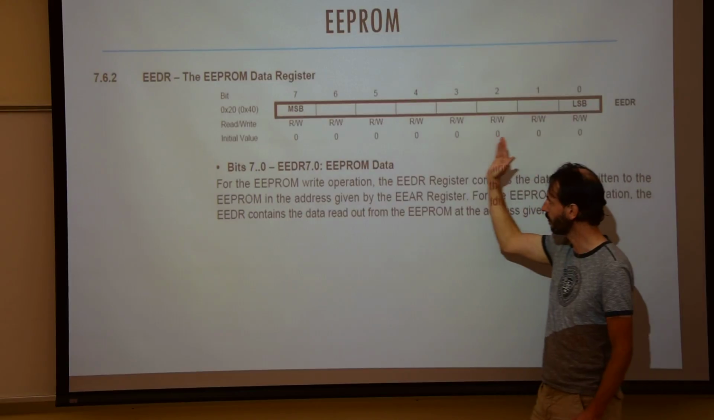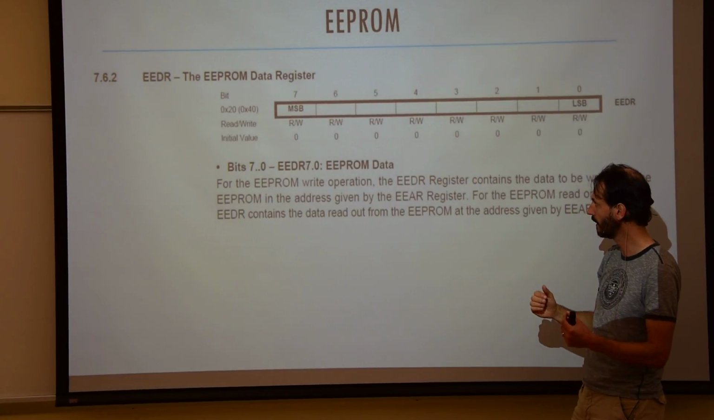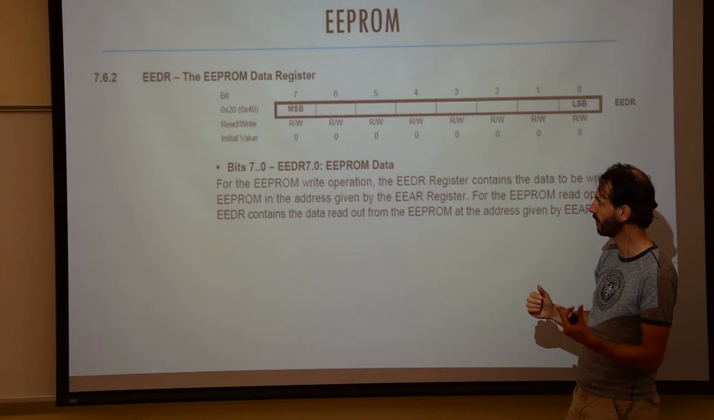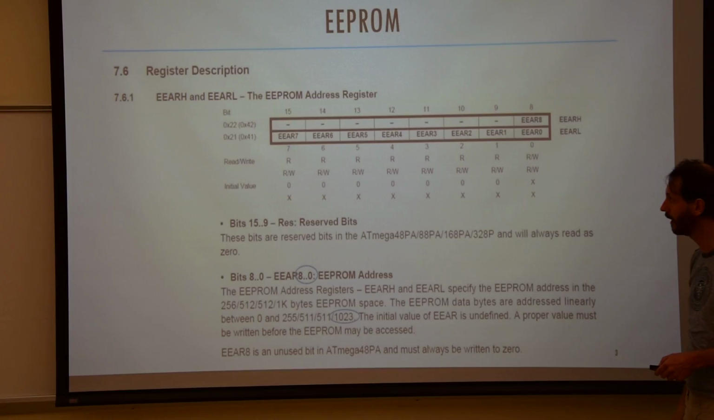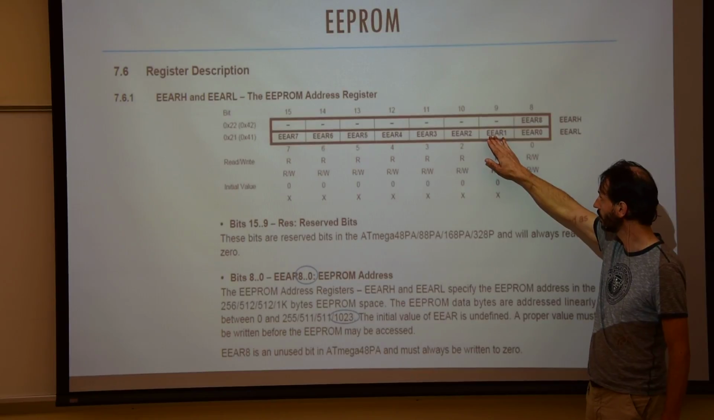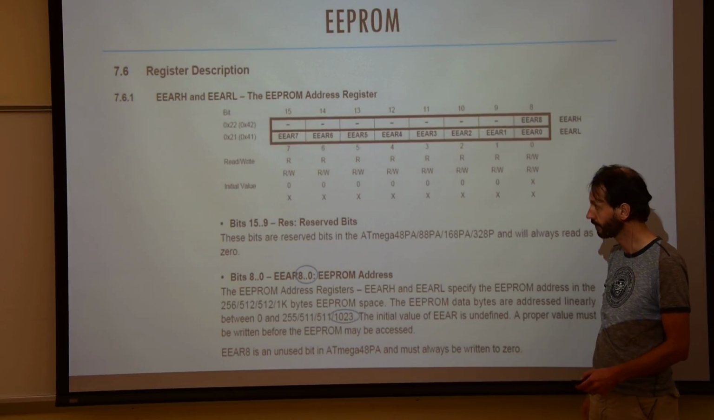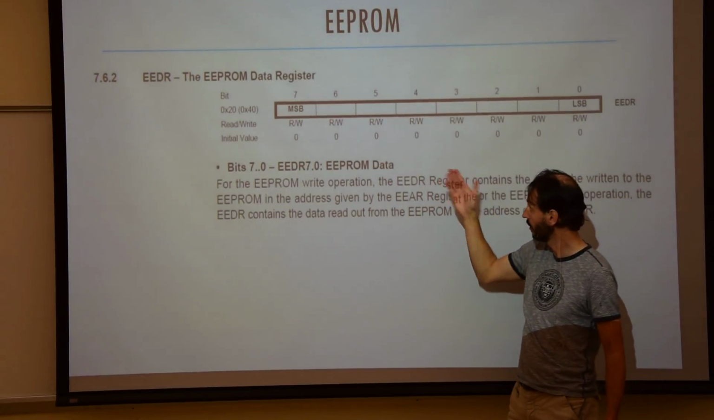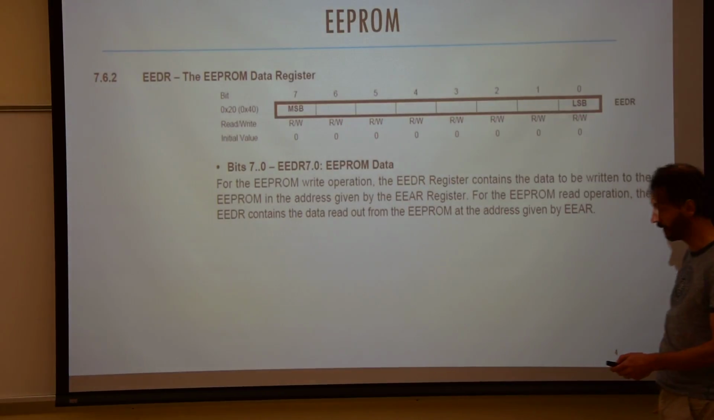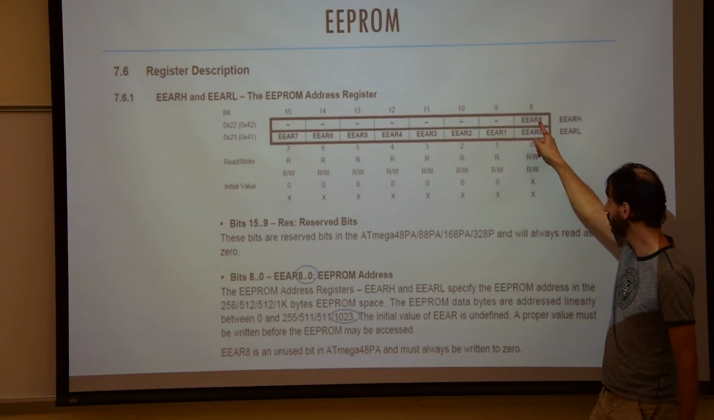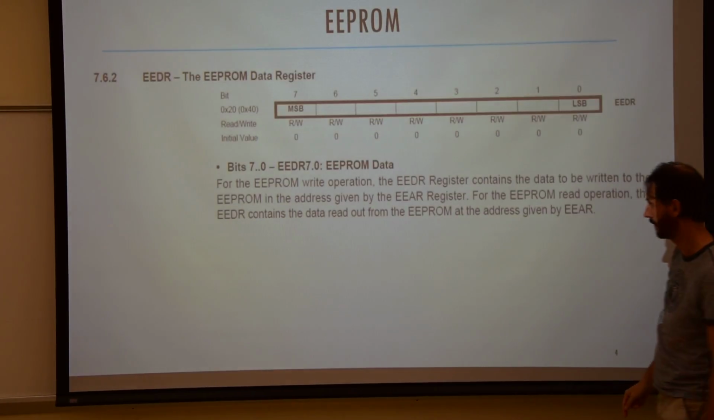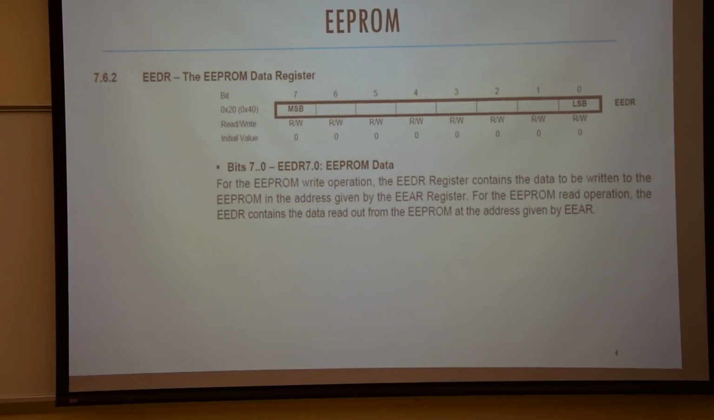But over here you just have one register, and if you read from it, then in here you will see the data that corresponds to what is stored at this address. And when you write data to it, then you will write the data to the address that is stored over here. So that's how you would work this.